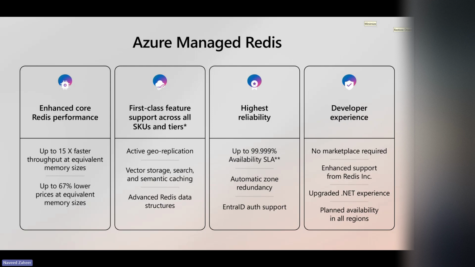And then in terms of reliability, first of all, zonal redundancy is built in. So you don't have to pay for it. You don't have to say, hey, make it zone redundant. It is by default zone redundant, and that gives you four nines, 99.99. On the other hand, if you go with active geo-replication, you get five nines of SLA.